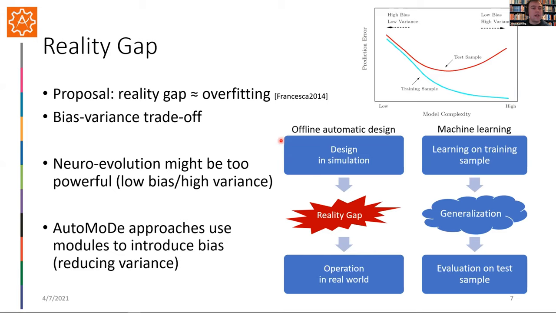Have said that the bias variance trade-off might be something worth looking at also for swarm robotics. So the bias variance trade-off is this idea that depending on the model complexity, we might have a low bias but high variance, or a high bias and a low variance for low complexity models. And this changes the way that the learning happens on the training sample and on the test sample.